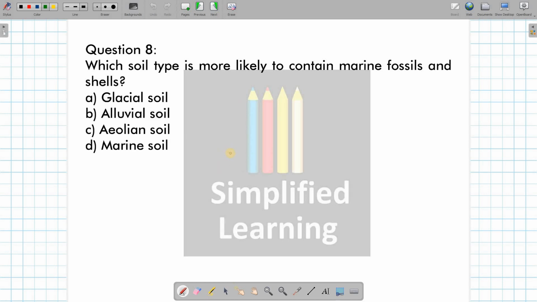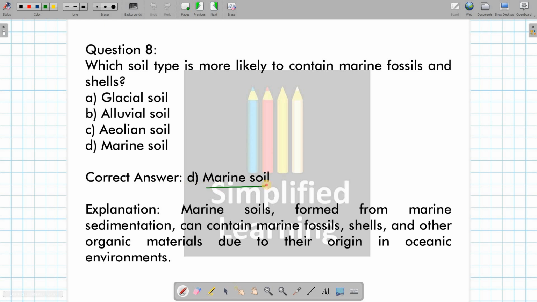Then question number 8. Which soil type is more likely to contain marine fossil and shells? Okay, marine fossil. Okay, focus the word marine fossil. Now let's go to the answer. The options are glacial, alluvial, aeolian and marine. The answer is marine soil. Obviously the question was containing the keyword marine fossils. That's why the correct option is marine soil.